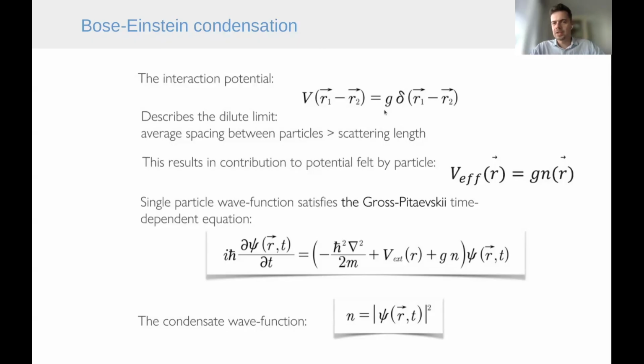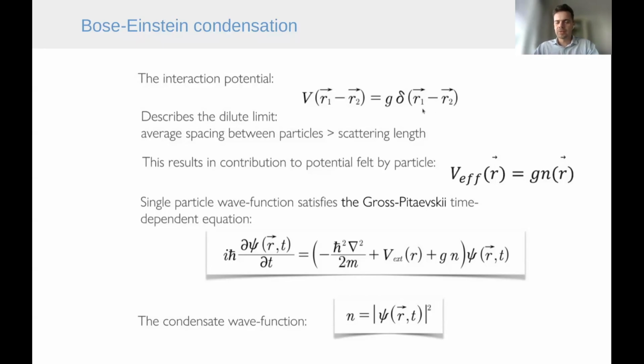So this is, in many cases, a very good description. Not always, of course, but in many experiments, which are characterized by the so-called dilute limit, the average spacing between particles is much larger than the scattering length. And the scattering length is the quantity that determines the range of the scattering potential. So in this case, we can safely approximate it with the delta function.